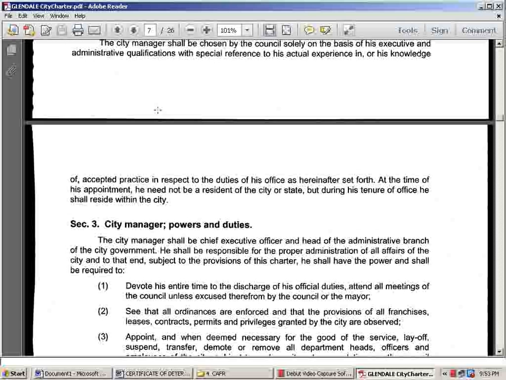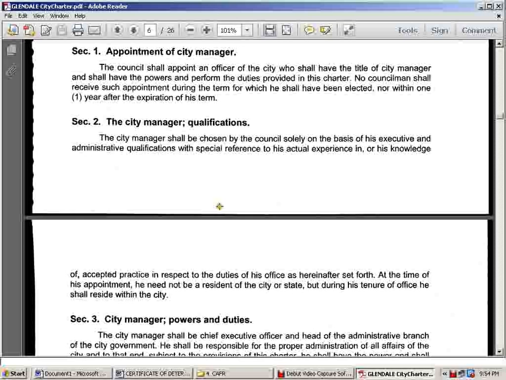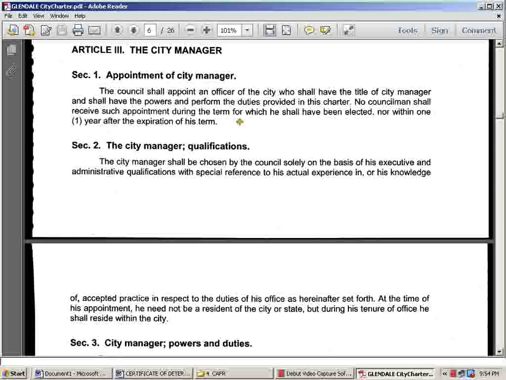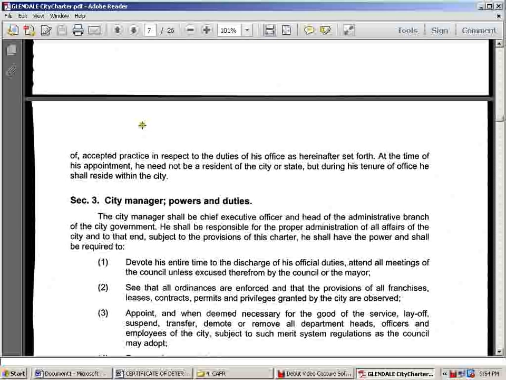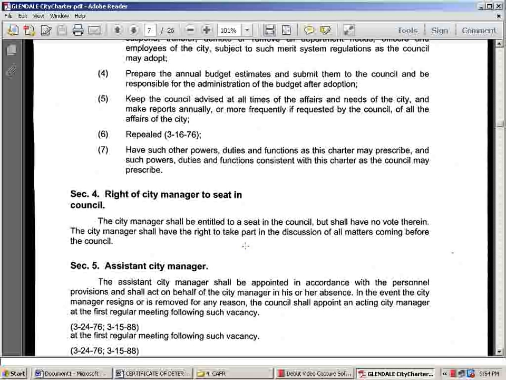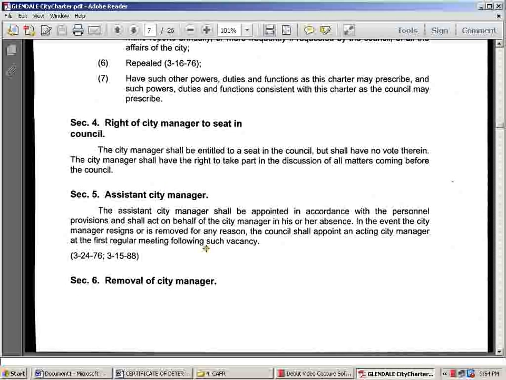Okay, city manager. All right, so here we're talking about city managers. City manager shall be the chief executive officer and head of the administration department of the city government. So he's the chief executive officer of the government. He's like the governor. He's responsible for the proper administration of all affairs of the city, and at the end, subject to the provision of this chapter, he shall have power required to blah, blah, blah. But basically, he doesn't have to answer anybody. He is the chief. The mayor is just a figurehead.